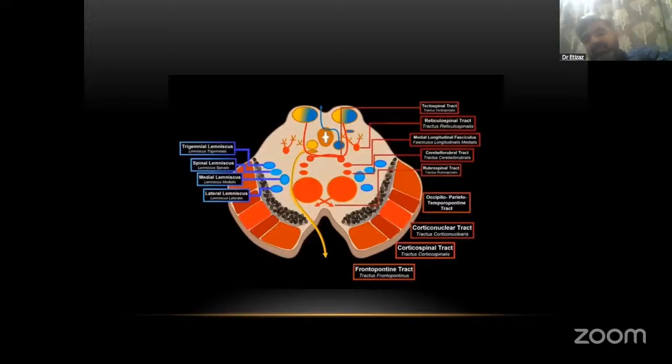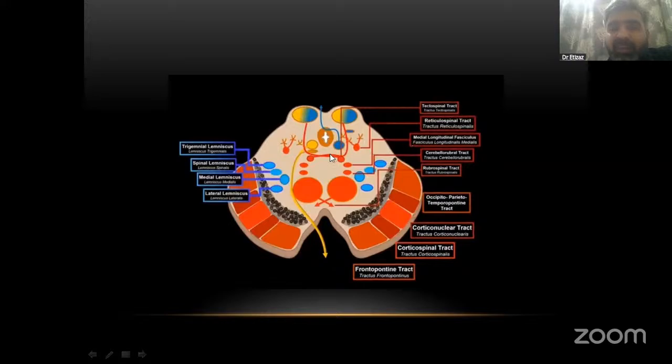This is the medial longitudinal fasciculus. So we have completed all the tracts. These are the lateral lemniscus, medial lemniscus, spinal lemniscus, and trigeminal lemniscus. And this is the red nucleus. This one, the rubrospinal tract, is the cerebral rubular tract. And this is the reticular formation, and this is the medial longitudinal fasciculus, sorry.